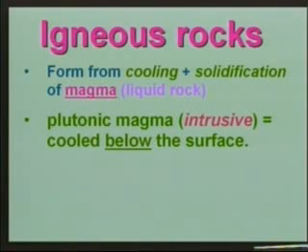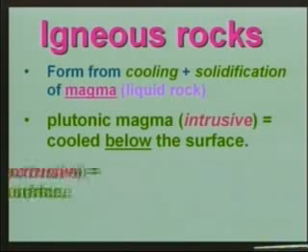Okay, some other words to add to your vocabulary. Plutonic magma is the magma that stays inside the earth. So we have a term, intrusive. Intrusive means it stays inside the earth. It intrudes into other rock zones inside the earth, and it cools and solidifies below the surface of the earth. That's a plutonic rock or intrusive conditions.